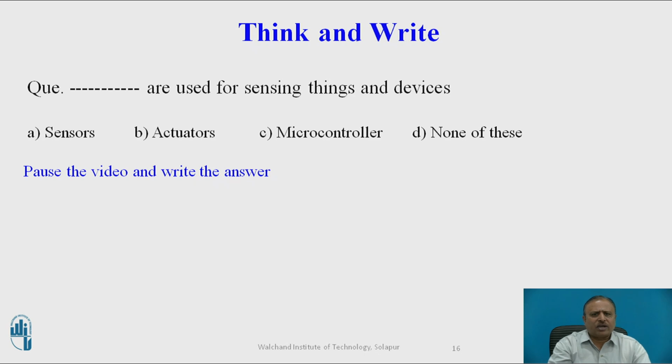Now I am going to ask one question to all students: dash are used for sensing things and devices. There are four options. You have to choose any one option for giving the correct answer. First option is sensor, second actuator, third microcontroller, fourth none of these. Pause the video and write the answer. The correct answer is sensors. Sensors are used for sensing things and devices.